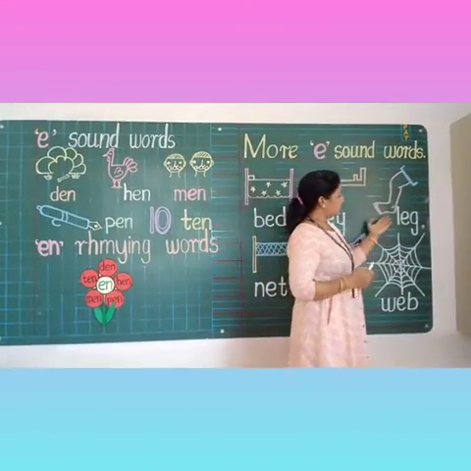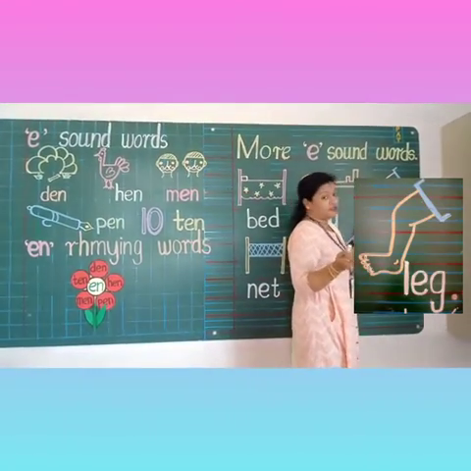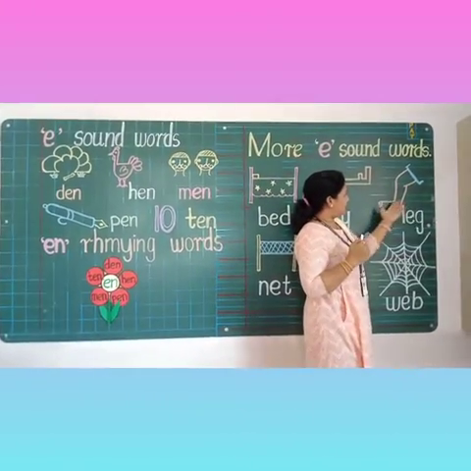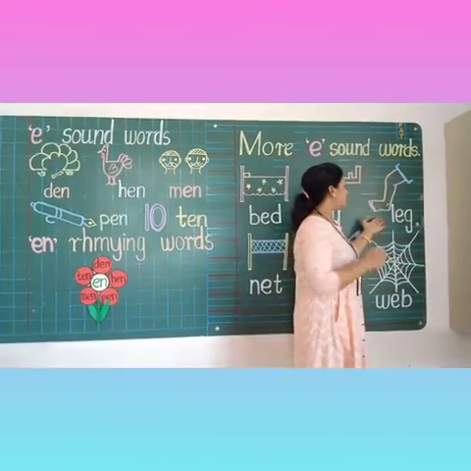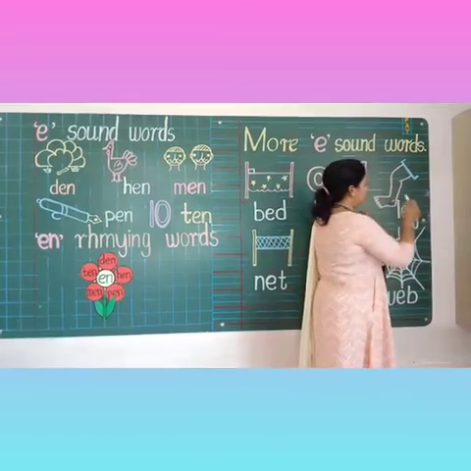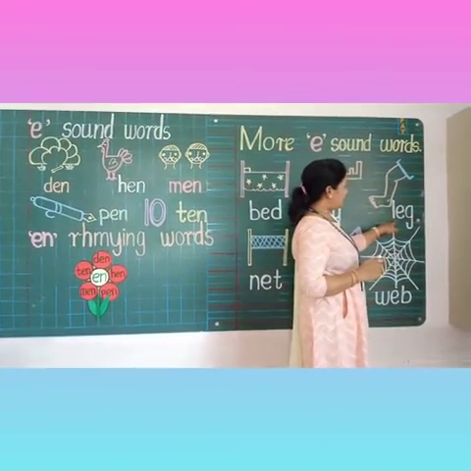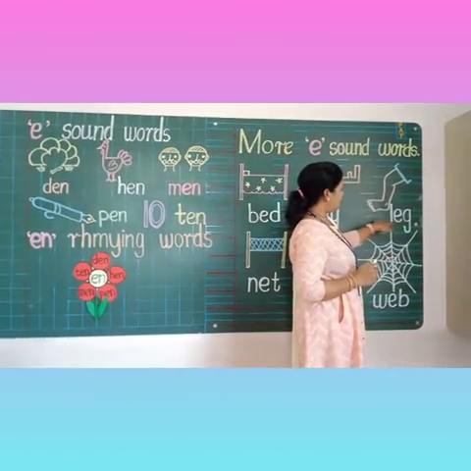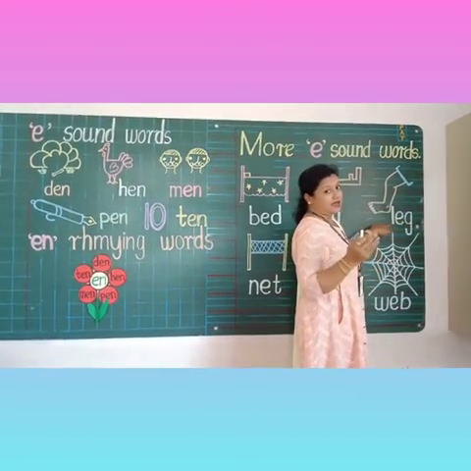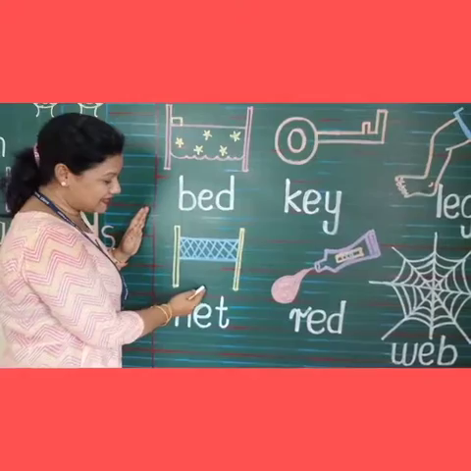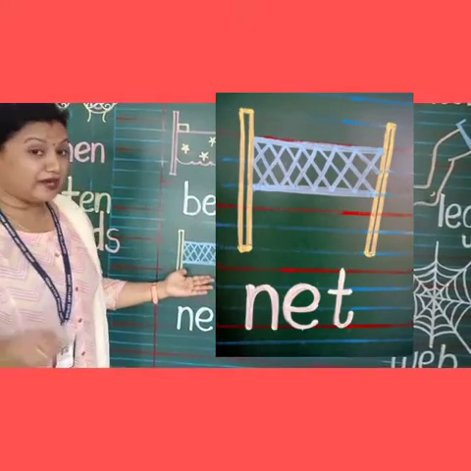Okay, next, what is this? Yes, this is a body part and it's a leg. So let's learn. L says L, E says E, G says G. L, E, G, leg. Yes, next, a picture of a net.